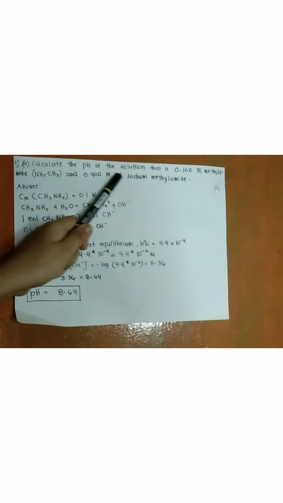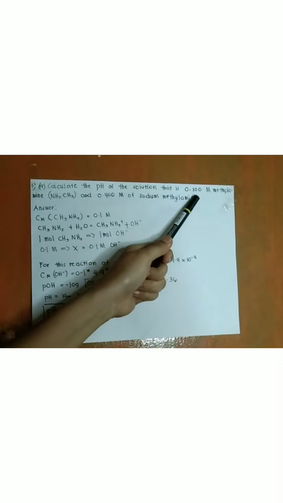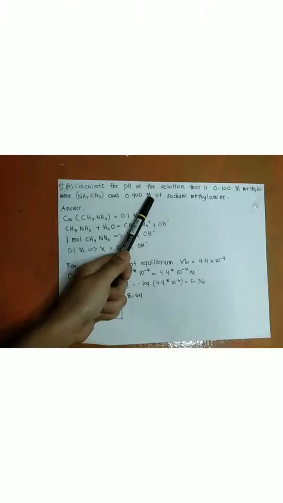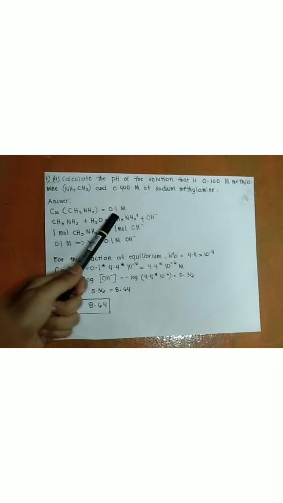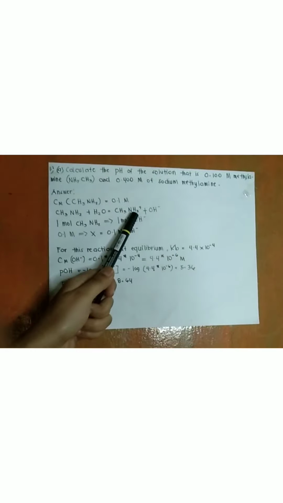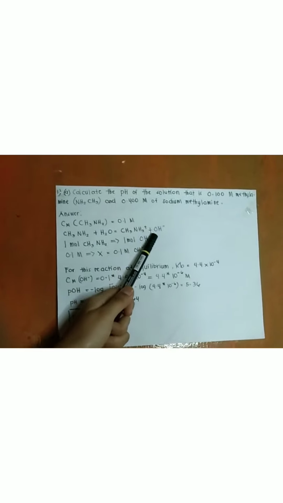Number 1. A. Calculate the pH of the solution that is 0.100 molarity methylamine, CH3NH2, and 0.400 molarity of sodium methylamine. So here is the solution of this problem. Cm of CH3NH2 equals 0.1 molarity. CH3NH2 plus H2O, or water, equals CH3NH3 positive plus OH negative.